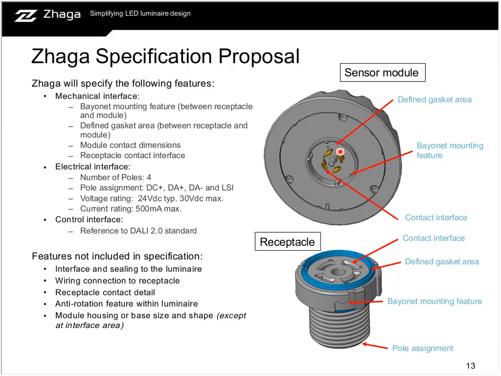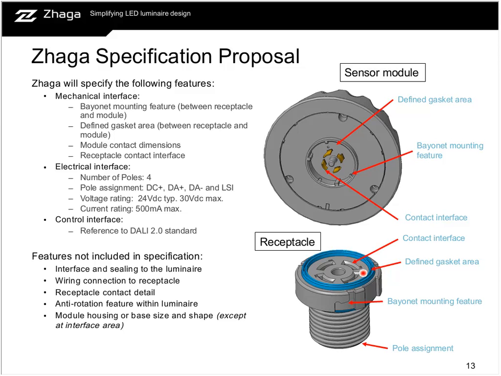And the module contact dimensions. So here we show the contacts. We will be fully defining their size and shape. And then on the receptacle, the contact interface. So basically these apertures that are shown here.